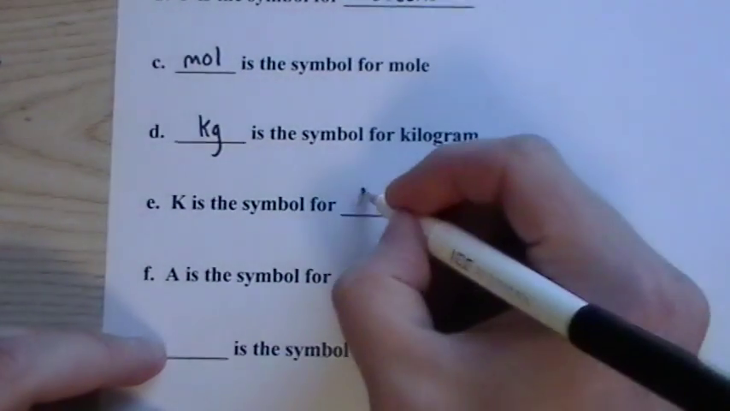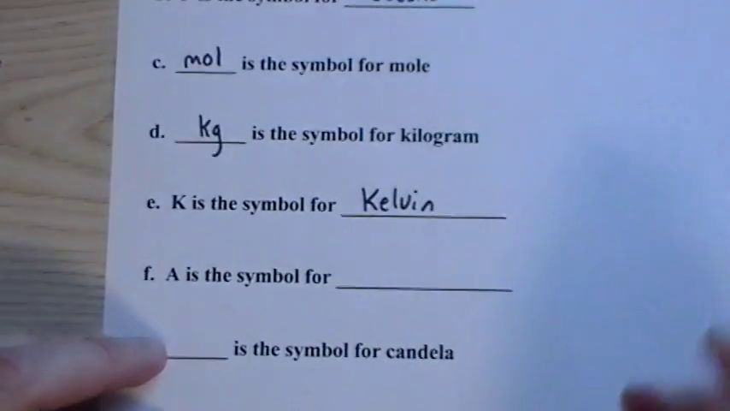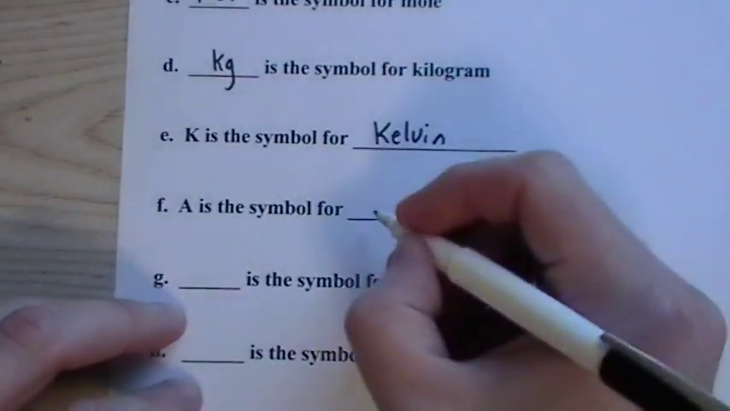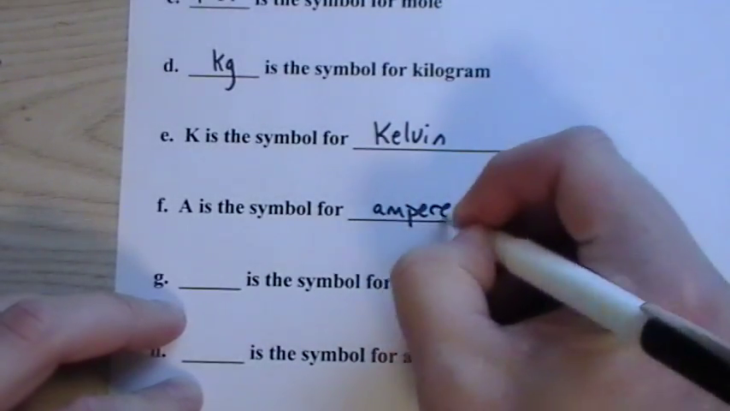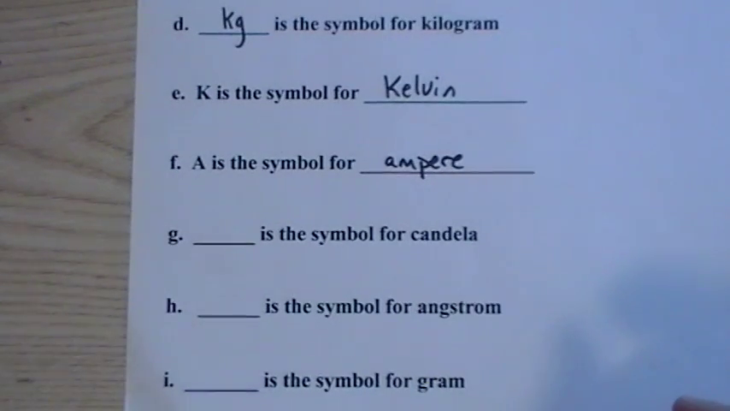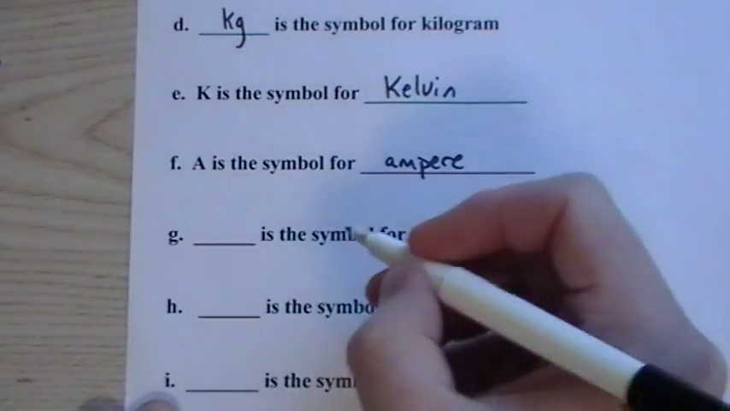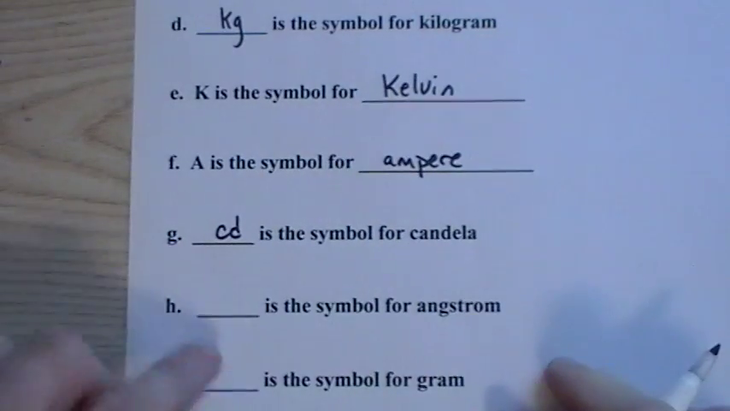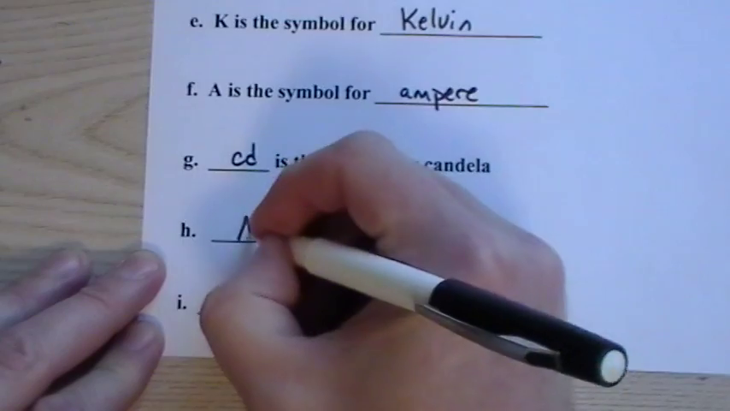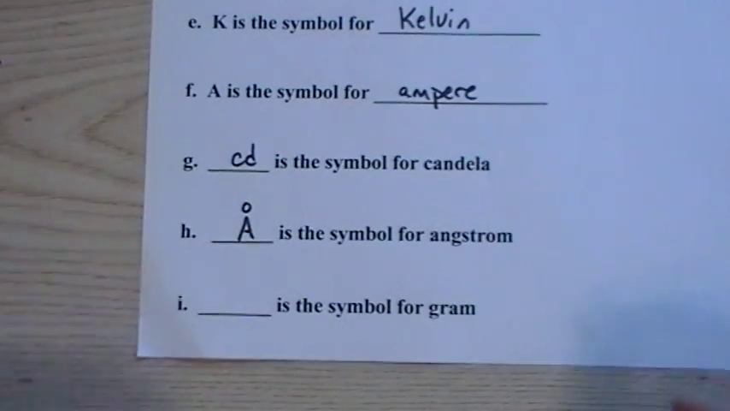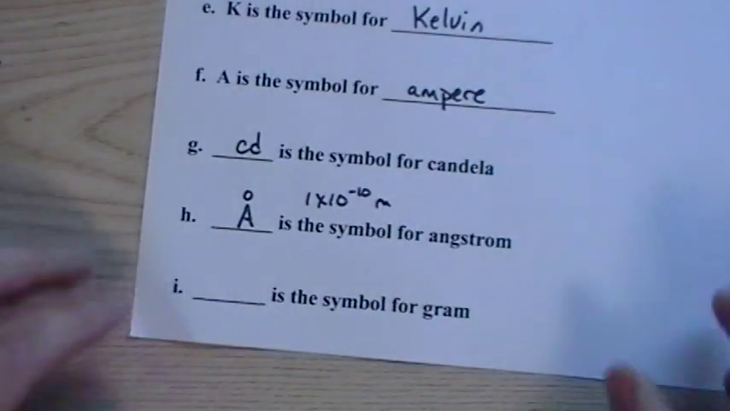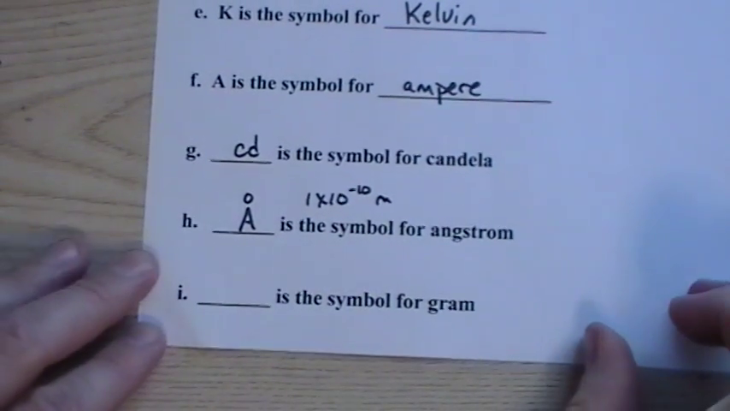Capital K is a symbol for kelvins, our unit for temperature. A is a symbol for ampere, for the electric current. Blank is a symbol for candela, luminous intensity. We don't use that very much, but that's cd, lowercase c, lowercase d. Blank is a symbol for angstrom. This is capital A with a little degree sign over it, and that's 1 times 10 to the minus 10 meters. Just throwing that in there. That's not a base unit, but that's a unit that you should know.